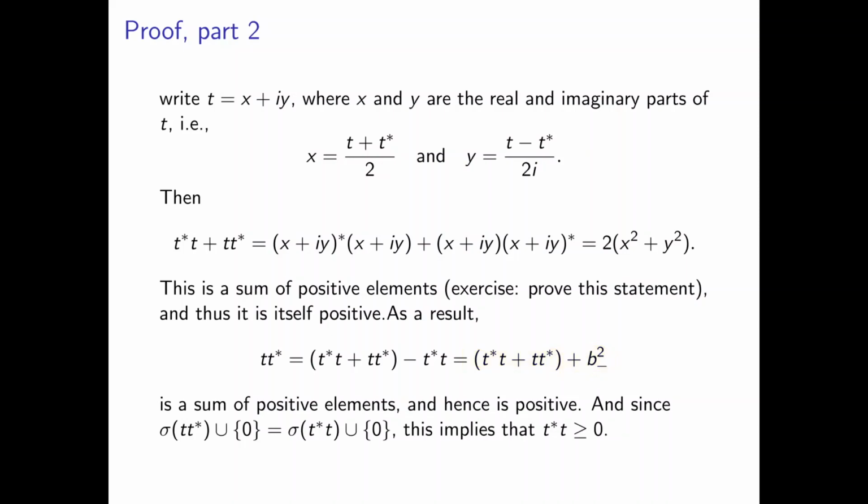And now we use this ring theoretic fact that the spectrum of t times t star adjoined with 0 is the same as the spectrum of t star times t adjoined with 0. And this implies that t star times t is also positive.